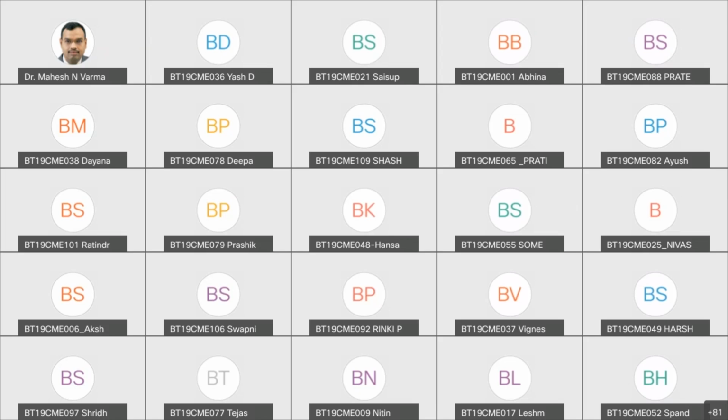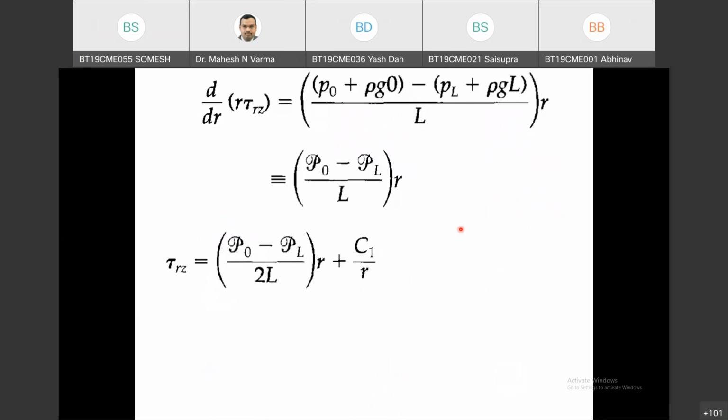In the previous case we used a logical boundary condition. Okay, logical. What was that logical boundary condition? In the previous case, at the center, stress has a finite value. So that was the boundary condition which we used in the previous problem: at r equals 0, tau rz should be finite. Okay, but that boundary condition we cannot use here.